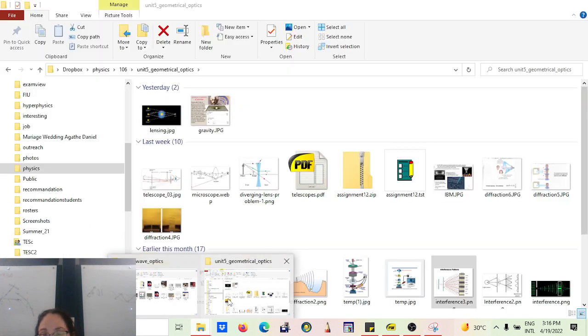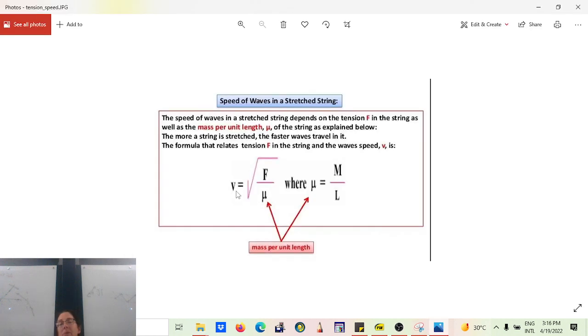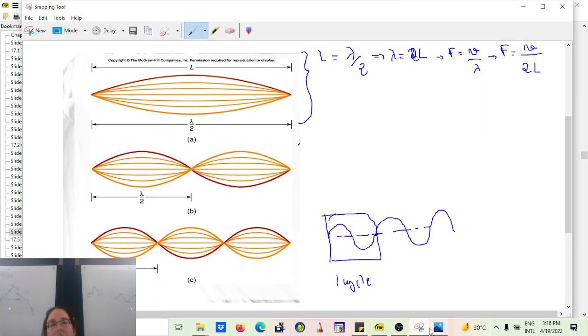Such a good question. You see, the speed of a wave on a string depends on the tension, you know, how tight the string is, and the mass of the string. So 2L. Okay, now because this is very fun, that will be the first frequency. Okay, let's do this one.